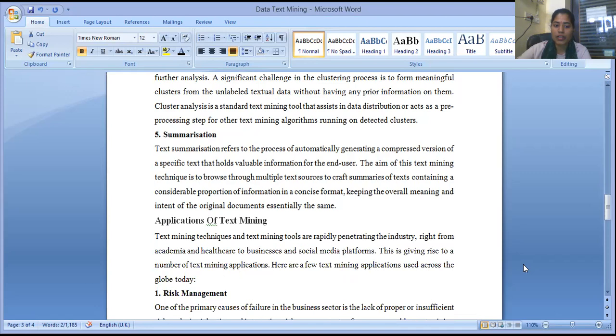Now summarization. What will be the summarization? Text summarization refers to the process of automatically generating a compressed version of the specific data that holds the valuable information for the end users. The basic aim of this text mining technique is to browse through multiple text sources to craft a summary of text containing considerable proportions of information in a concise format, essentially keeping the overall meaning and intent of the original documents.